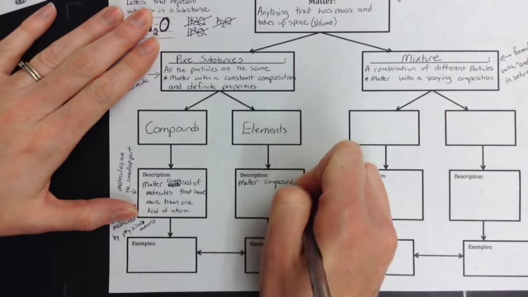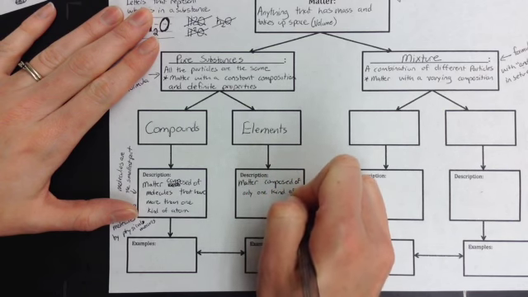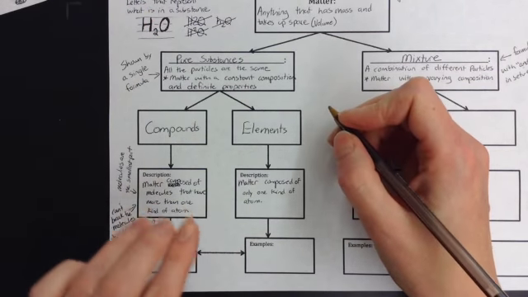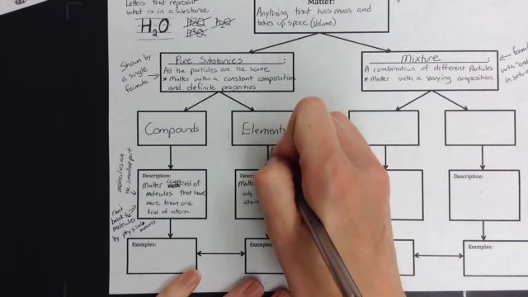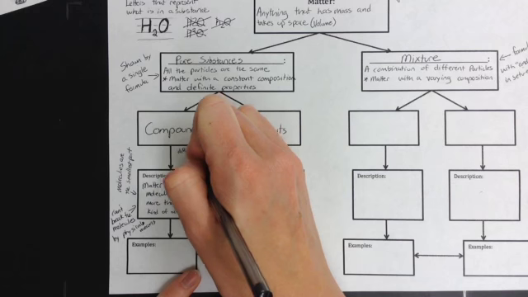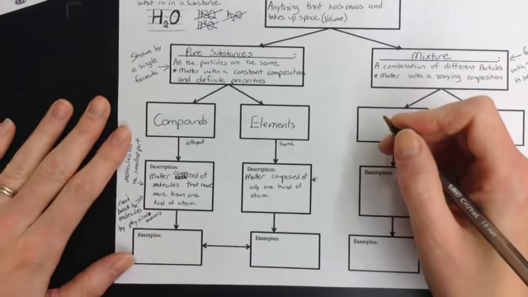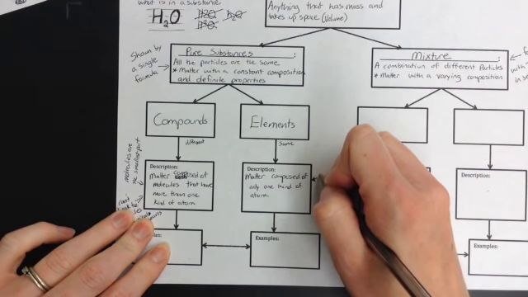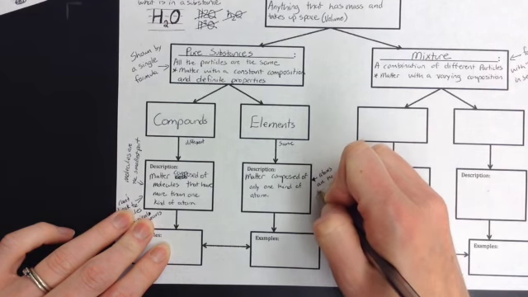So when we talked about elements, you had matter, and it was composed of only one kind of atom. So if you have all the same atoms, it's an element. If you have different atoms, it's a compound. Same, different. So here, over with our compounds, a molecule was the smallest piece. In our element, atoms are the smallest part.